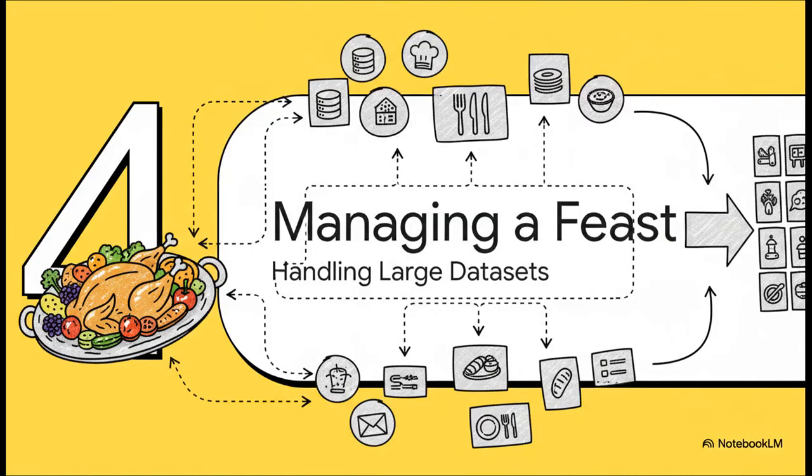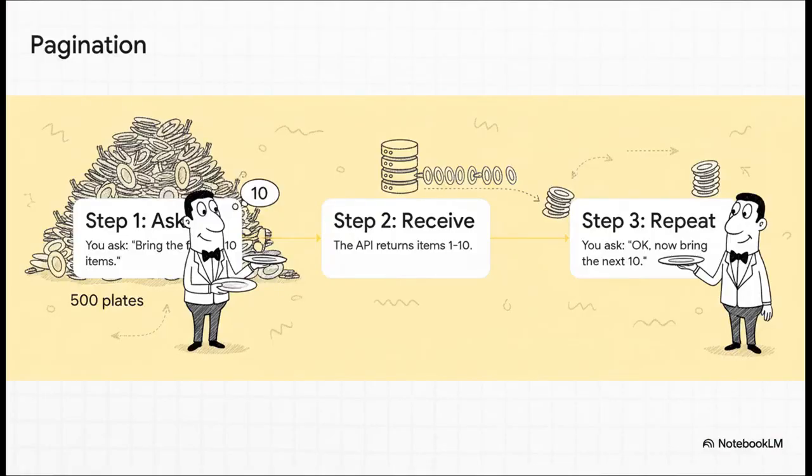All right, let's level up a little bit. What happens when your order is huge? I mean, what if you're not just asking for one little dish, but for a massive, multi-course feast of data? This is where things get really cool. So you wouldn't want a waiter to bring 500 plates to your table all at once, right? It'd be total chaos. Instead, you get your meal in courses.